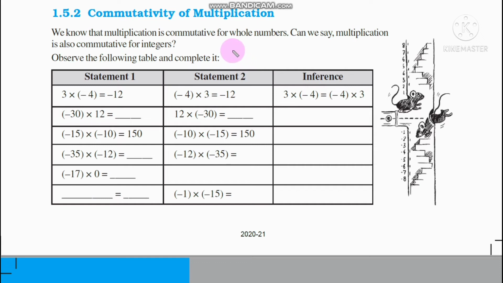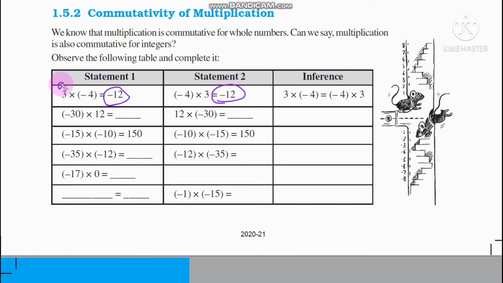Now look at the commutative law of multiplication. So we know that multiplication is commutative for whole numbers. Can we say multiplication is also commutative for integers? So observe the following table, children. So 3 into minus 4: plus into minus is minus, 3 into 4 is 12. So we are getting minus 12. Now let us do minus 4 into 3. So minus into plus is minus, 4 into 3 is 12. So we are getting minus 12 as the answer.